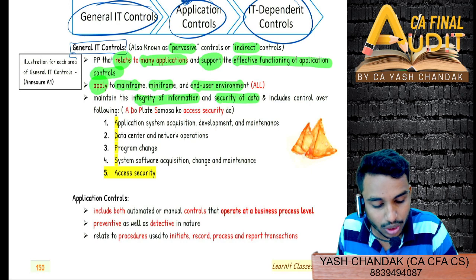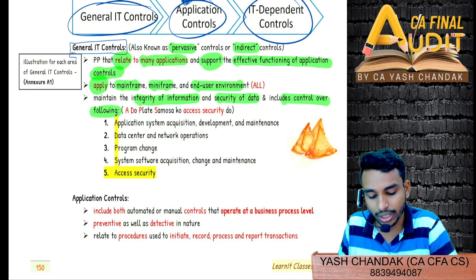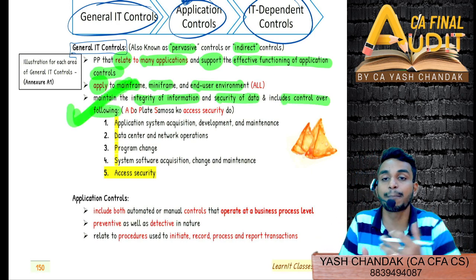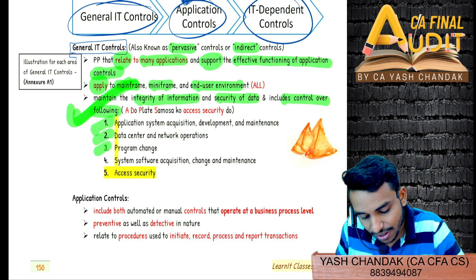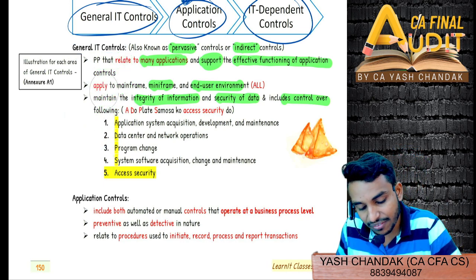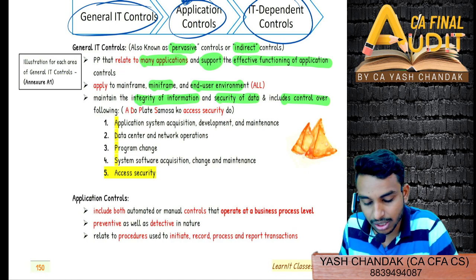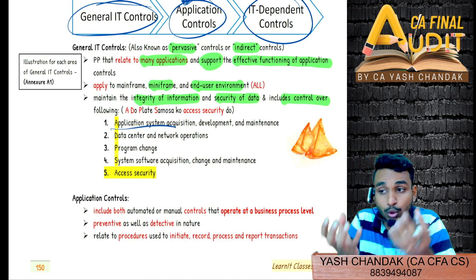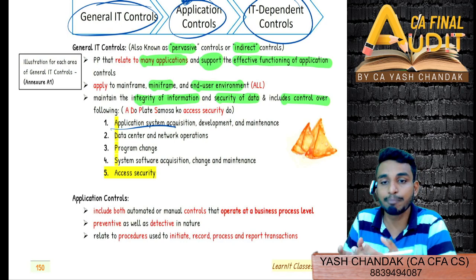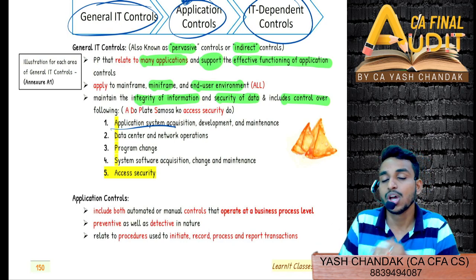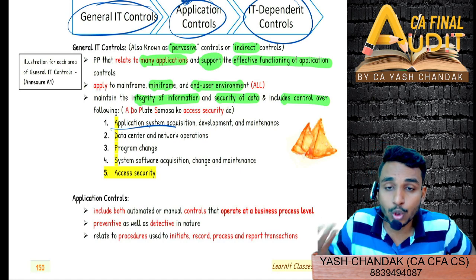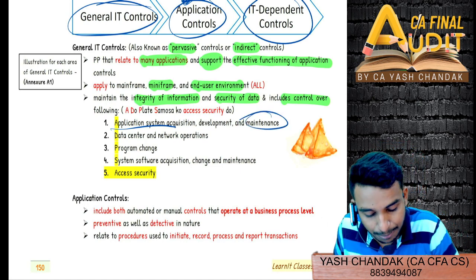It maintains the integrity of the information and security of data, and includes control over the following. Generally they ask, tell us what is general IT control with example for 5 marks. Then you will give these 5 examples, important. So first, how exactly do you acquire the application, do you buy the application or do you make it in-house, and then how do you develop it and how do you then maintain the application.